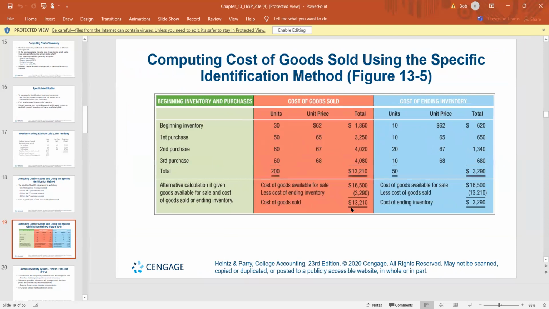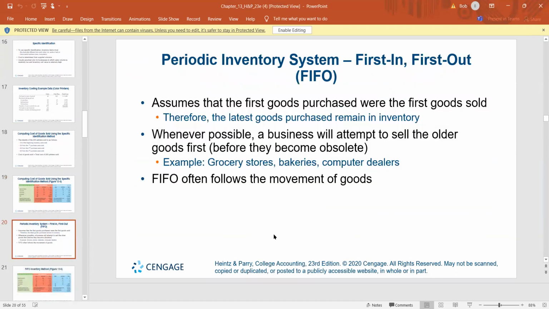Let's get away from specific ID. Okay, here is a method that is used by, I don't know if I want to say a majority of companies, but certainly a plurality. Many companies use what's called the FIFO method. FIFO, first in, first out. We're assuming that the first goods purchased were the first ones sold. Therefore, the latest goods purchased remain in the inventory. Whenever possible, a business is probably going to try to sell the old goods first before they become obsolete or spoil.